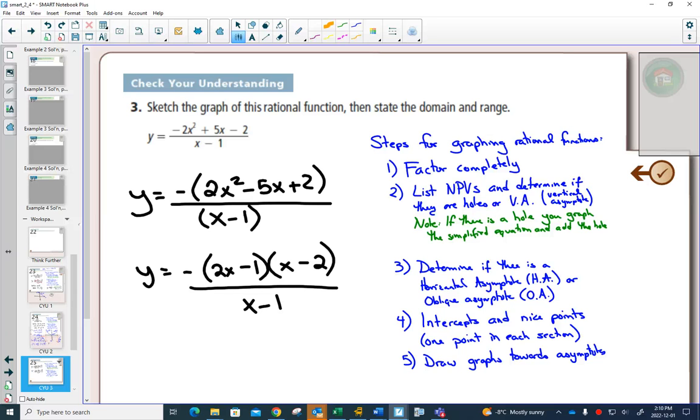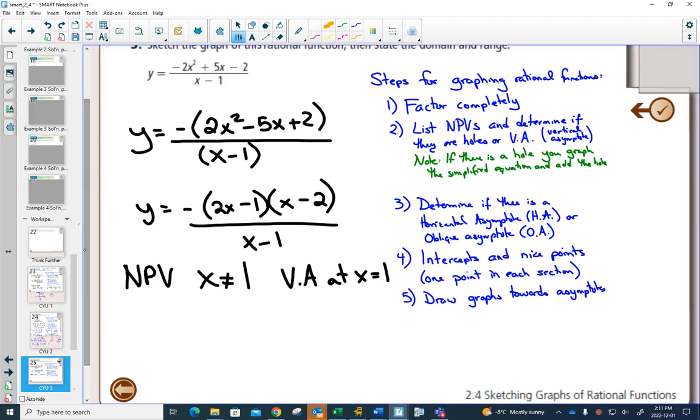So, non-permissible value, x still can't equal 1, and that's going to be a vertical asymptote. As far as oblique or horizontal asymptotes, here we have the degree bigger in the numerator. This is the situation where you have an oblique asymptote.